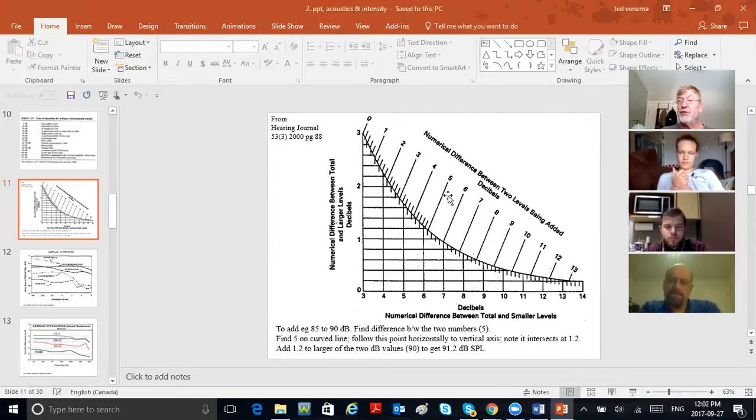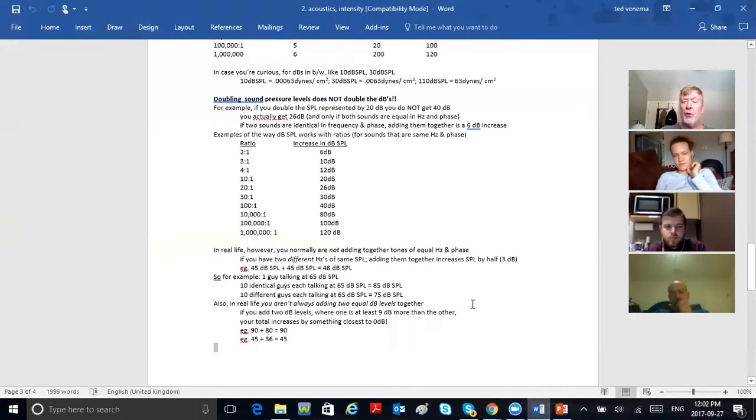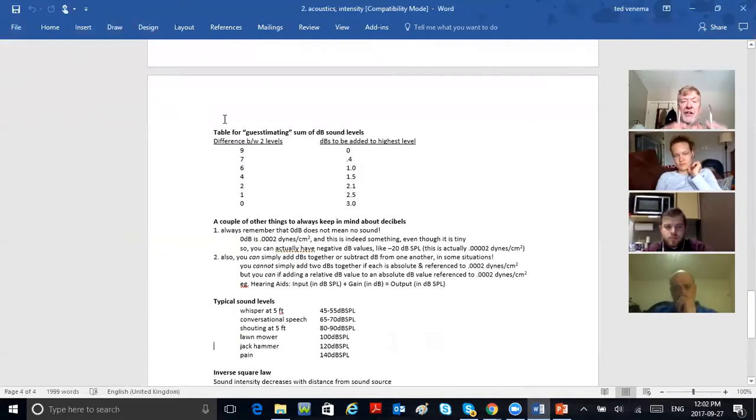Find whatever that difference is, find that number on the curved line here, and go to the left. What is that? 1.2. I guess you're going to add 1.2 to 90. 90 plus 85 decibels is going to be 91.2, I guess. I'm not a mathematician. I'm not figuring it all out in formulas. But this picture is to highlight what happens when the decibel distance is less than 9 or less than 10.